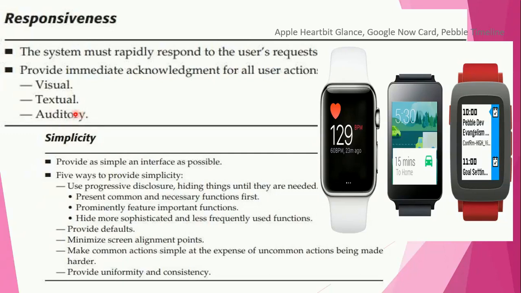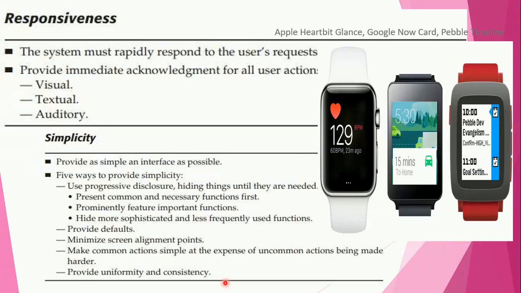So these things will happen, and maintain simplicity here. Provide as simple an interface as possible. Five ways to provide simplicity are: use progressive disclosure, hiding things until they are needed, and also present the common and necessary functions first. Prominently feature important functions, hide more sophisticated and less frequently used functions. Provide defaults, minimize the screen alignment points, make common actions simple at the expense of uncommon actions being made harder, provide uniformity and consistency.